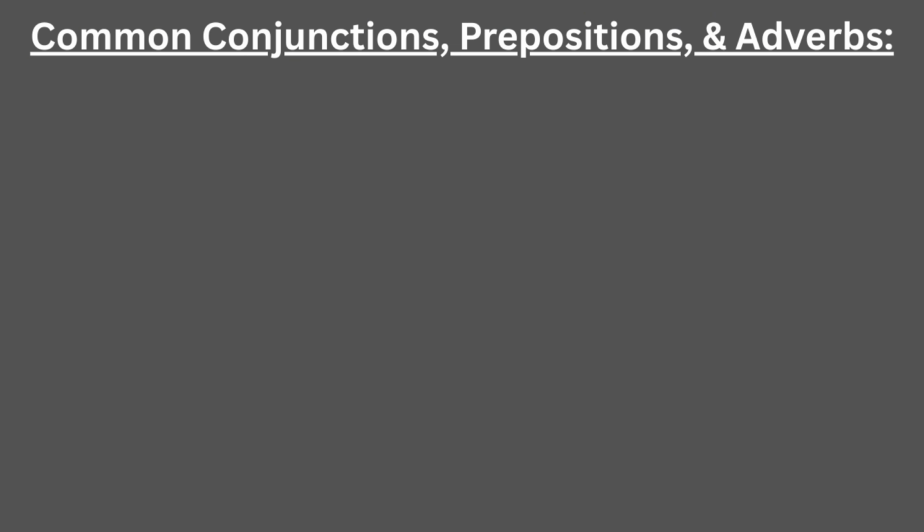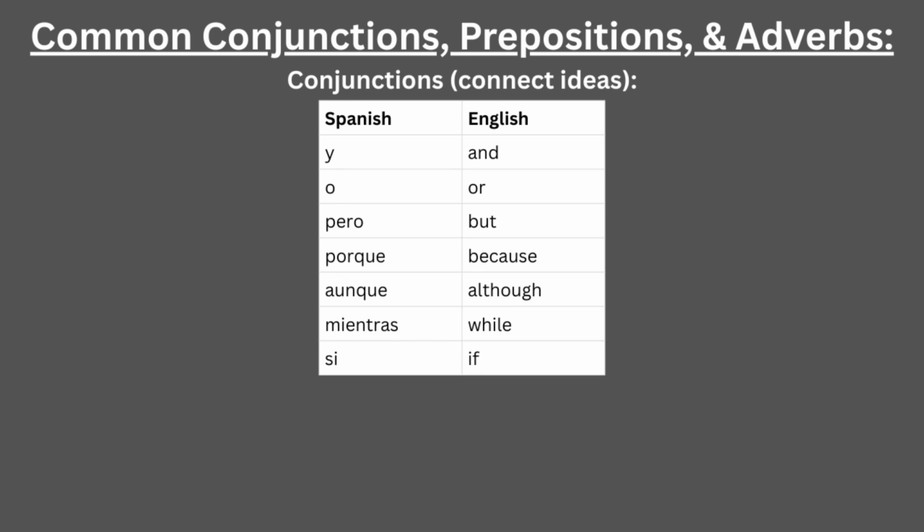Then, Spanish has common conjunctions, prepositions, and adverbs. Although it's a mixed category, such words can be found very frequently in daily Spanish conversation, especially in complex sentences. Conjunctions are words that connect ideas, and common ones are y, o, pero, porque, aunque, mientras, sí.